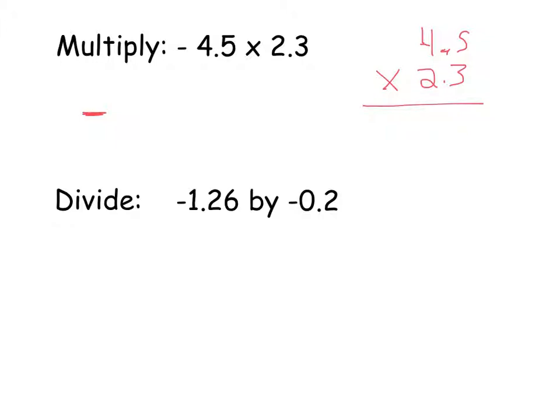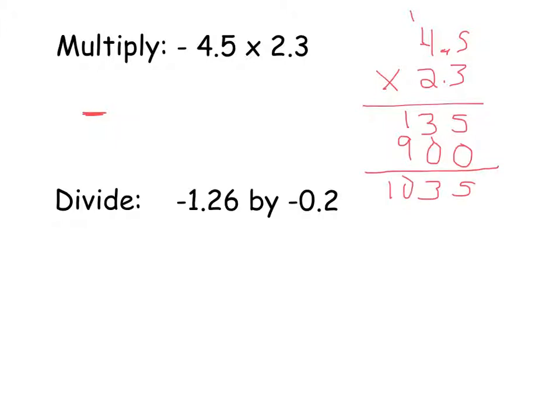So 3 times 5 is 15, carry the 1. 3 times 4 is 12, plus 1 is 13. I'm going to put a place value there. 2 times 5 is 10, carry the 1. 2 times 4 is 8, plus 1 is 9. I'm going to add.